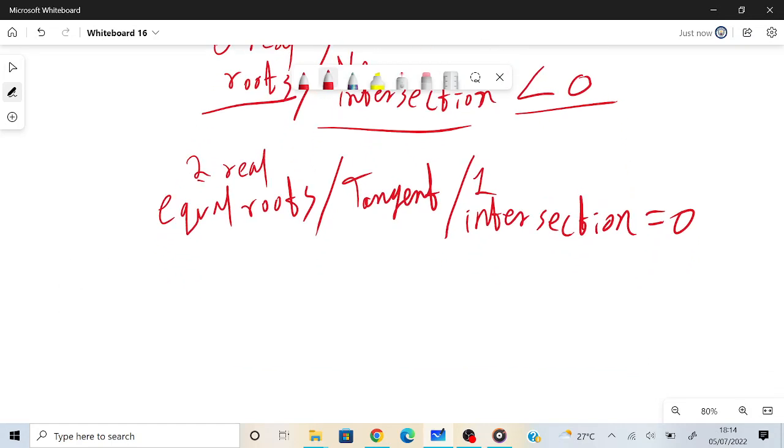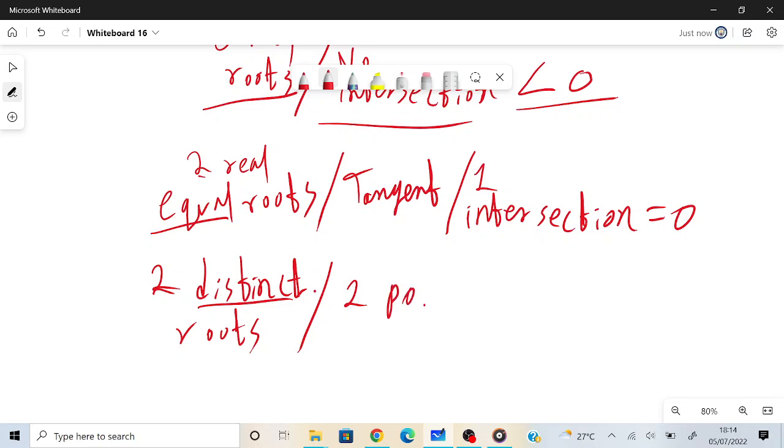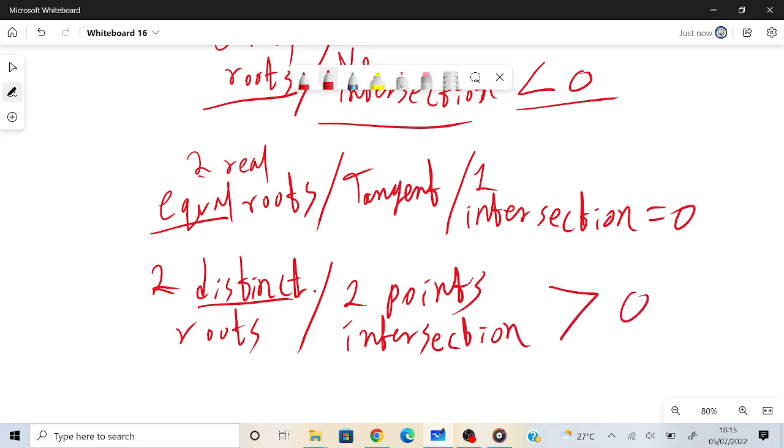And if it says 2 distinct roots, distinct simply means 2 different roots. So like, as you see over here, equal, distinct means different. If it says 2 distinct roots or 2 points of intersection, then in this case the b squared minus 4ac, the discriminant, is going to be greater than 0.